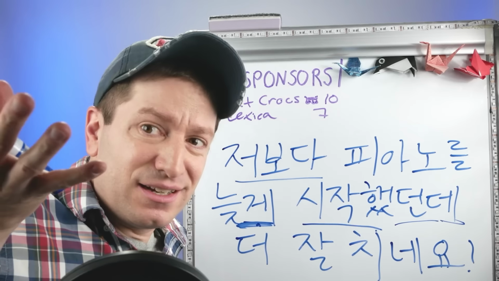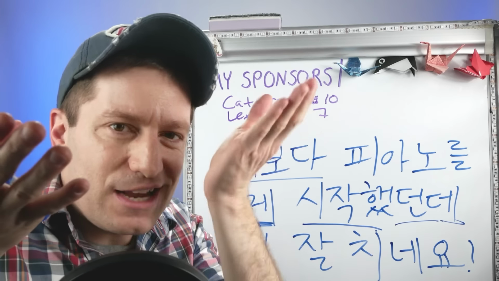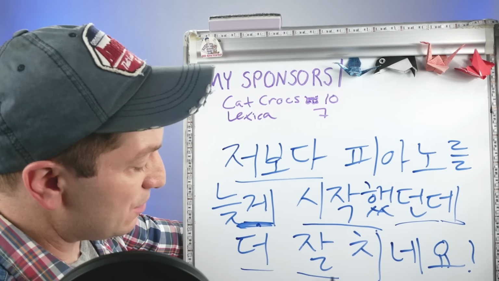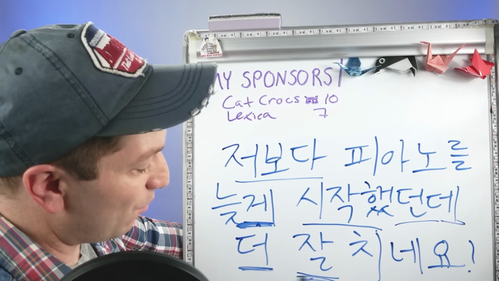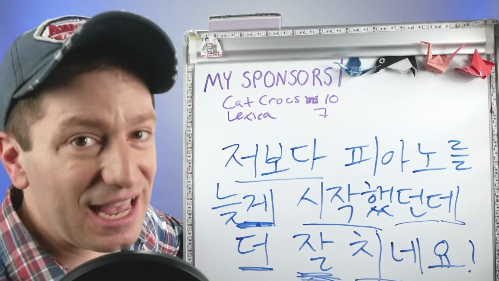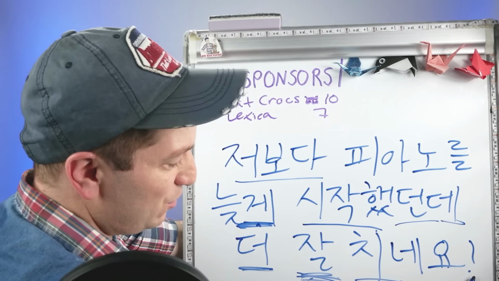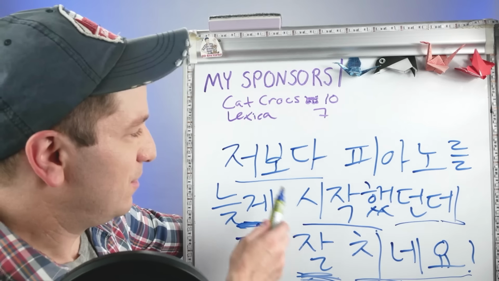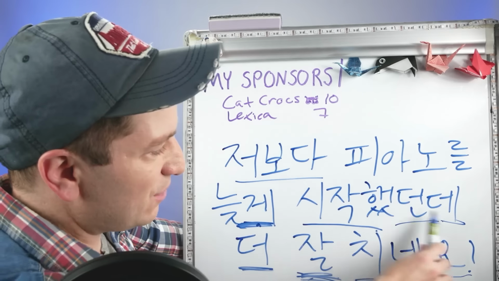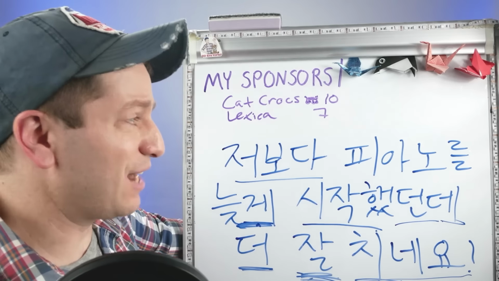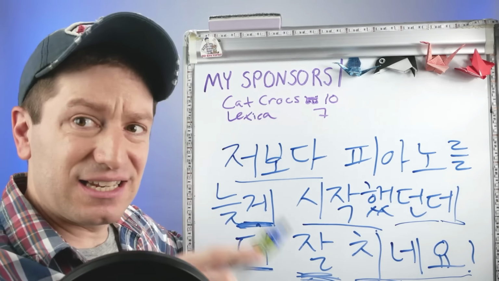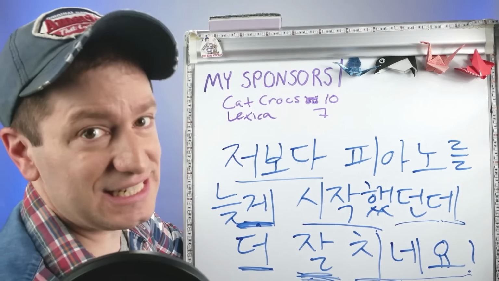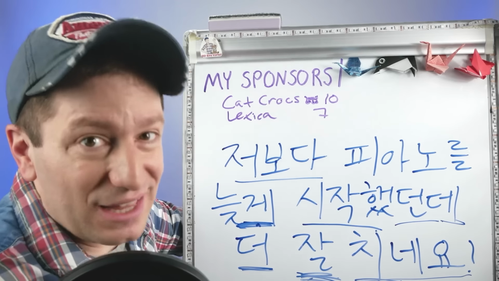대, it's kind of like adding some soft contrast. 더 잘, so more good, more well. 치다 is to play. 치네요, like you play better than me, but you started learning later. 저보다 피아노를 늦게 시작했던데. So you started piano later than me, but 대, 더 잘 치네요. You're better than me. You play better.